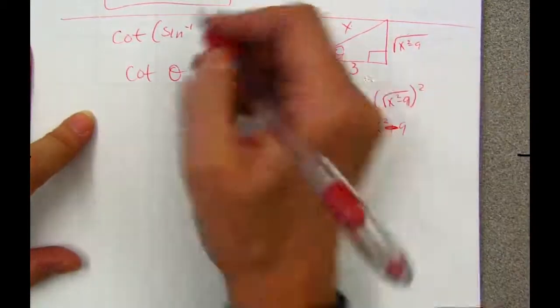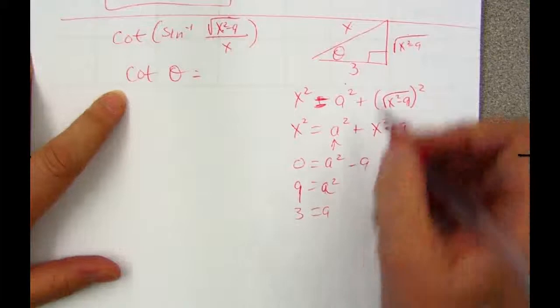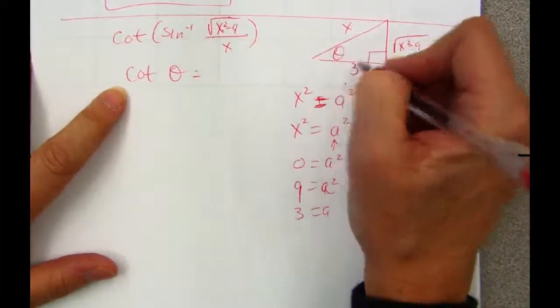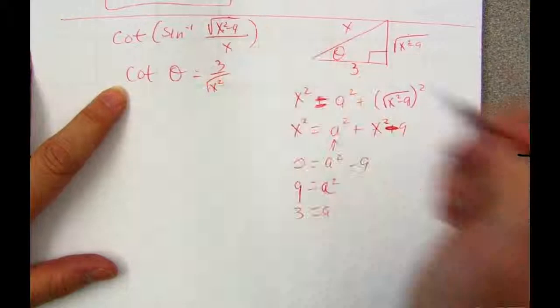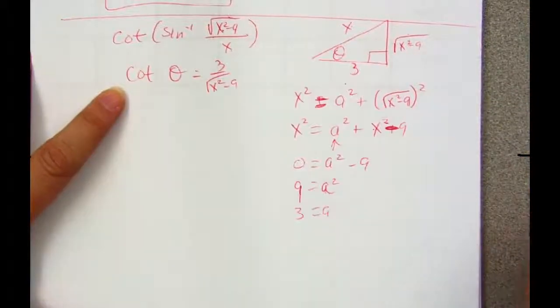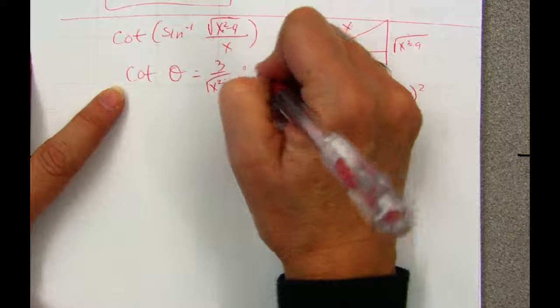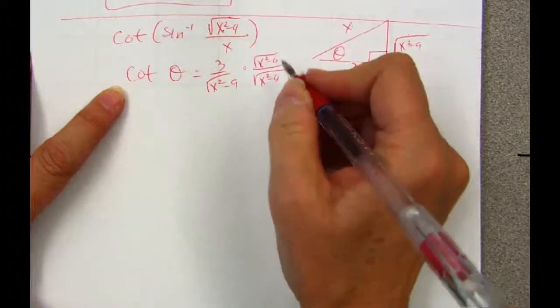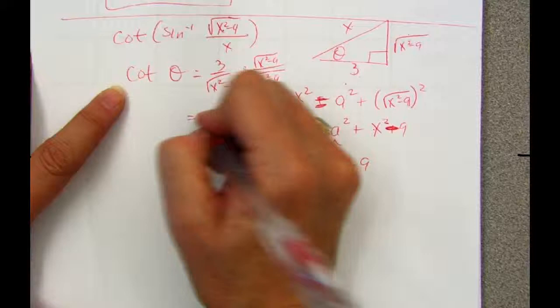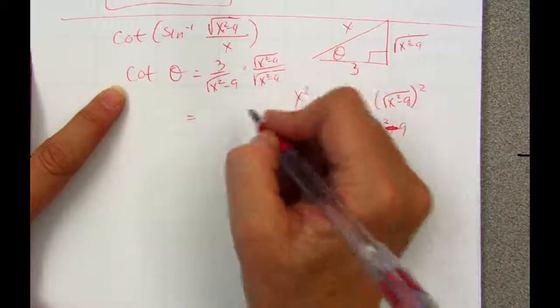So I put the 3 up there. Now I can finish answering this. Cotangent of this theta is adjacent over opposite. Oh, I'm technically not supposed to have a square root in the denominator, am I? So I'm supposed to multiply by that. It's a special 1.